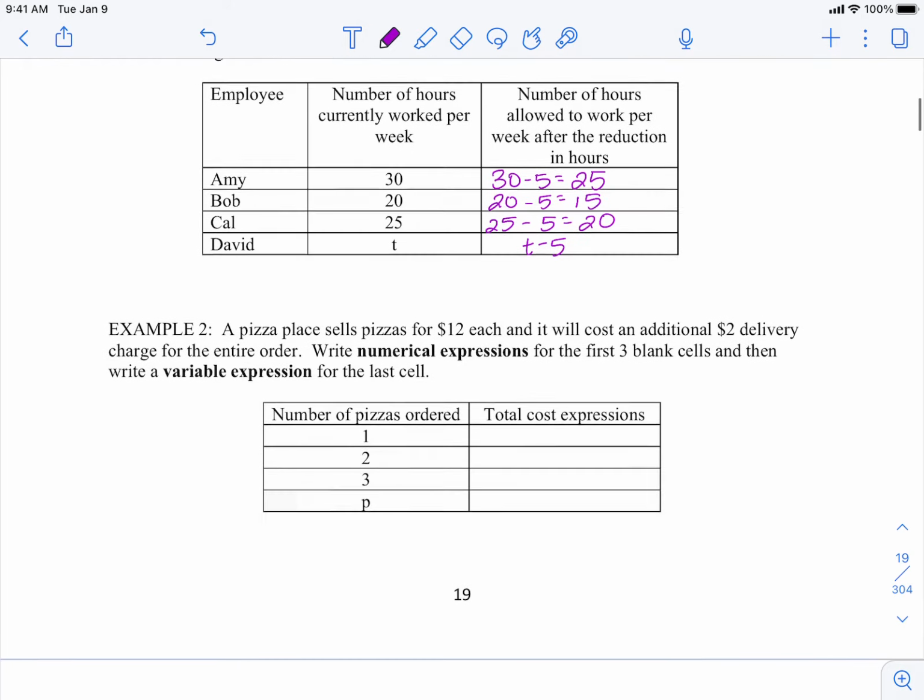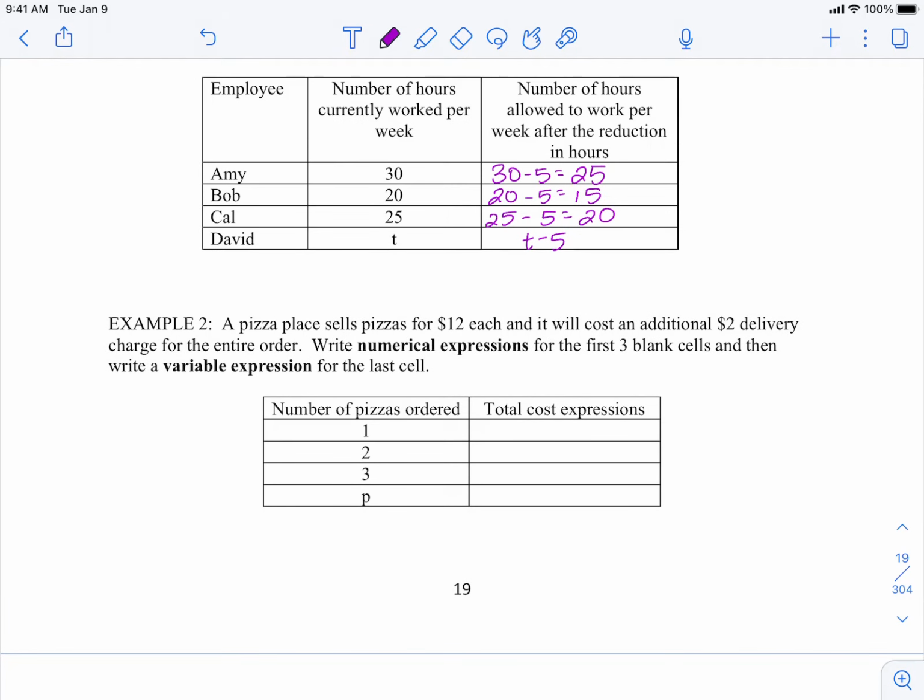A pizza place sells pizzas for $12 each, and it will cost an additional $2 delivery charge for the entire order. Write numerical expressions for the first 3 blank cells, and then write a variable expression for the last cell. So if we order 1 pizza, it's $12 plus the $2 delivery fee, which is $14.